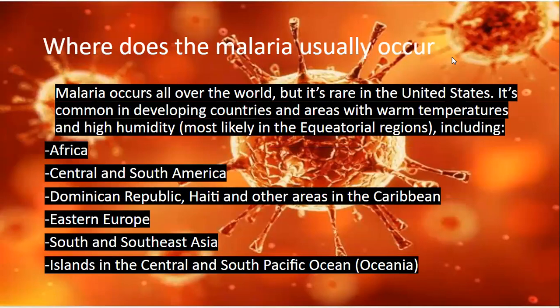And this is the question: where does malaria occur? Malaria occurs in places where the Anopheles mosquito exists. It means warmer climates such as Africa, Central and South America, the Dominican Republic, Haiti, and other areas in the Caribbean. Right here, you see the list. It's mostly in warmer climates, and of course, everything on the equator.